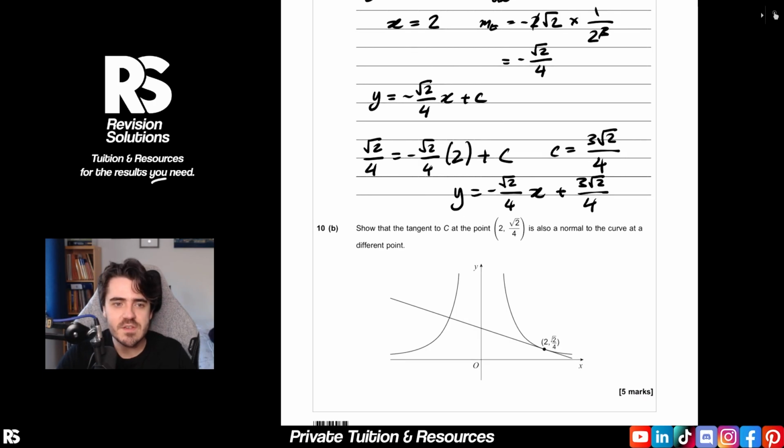Question 10b now says, show that the tangent to C at the point 2 root 2 over 4 is also a normal to the curve at a different point. Well, that's actually the tangent we just found a minute ago. And they've given us this diagram here to help us visualize it. So there's our tangent going along here, and we're testing to see if it's perpendicular or a normal, same thing, at this point here. I'll call it point P.